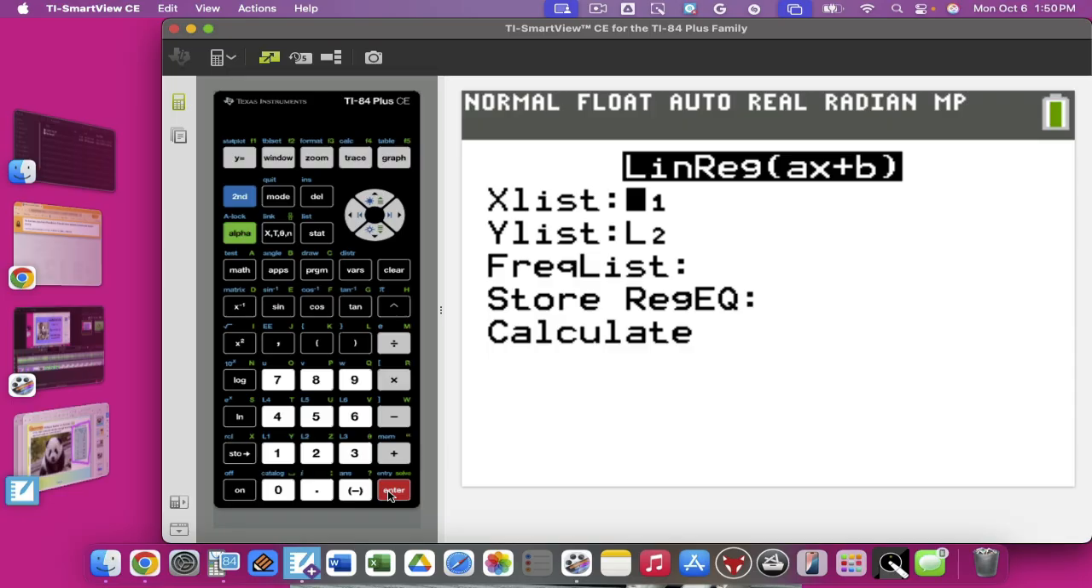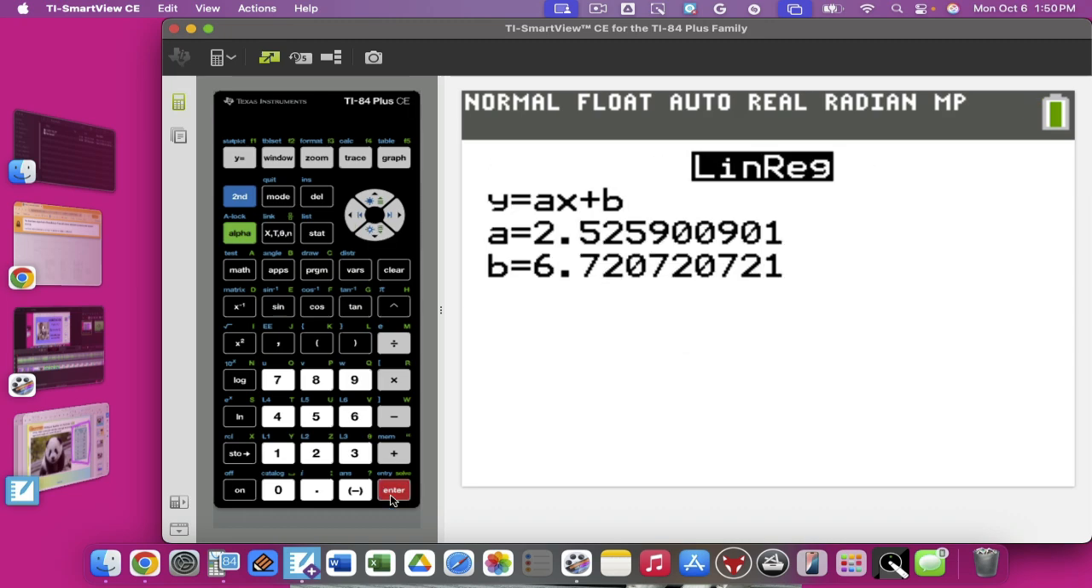So we get to this screen. Are our X values in list 1? Cool. Are our Y values in list 2? Cool. Never touch frequency list. I'll teach you about this in a minute. Just go down to calculate. You'll have your fun. Go ahead.